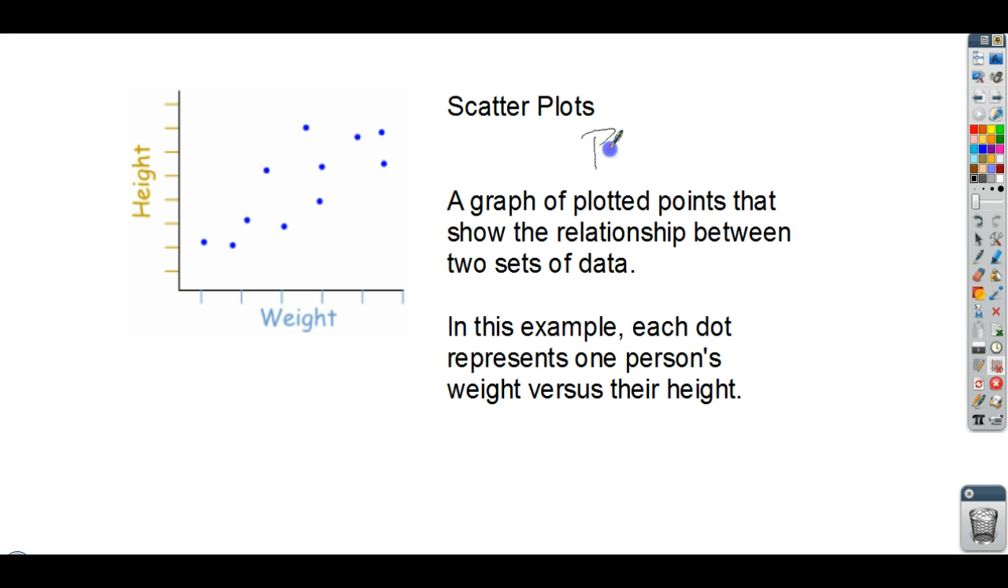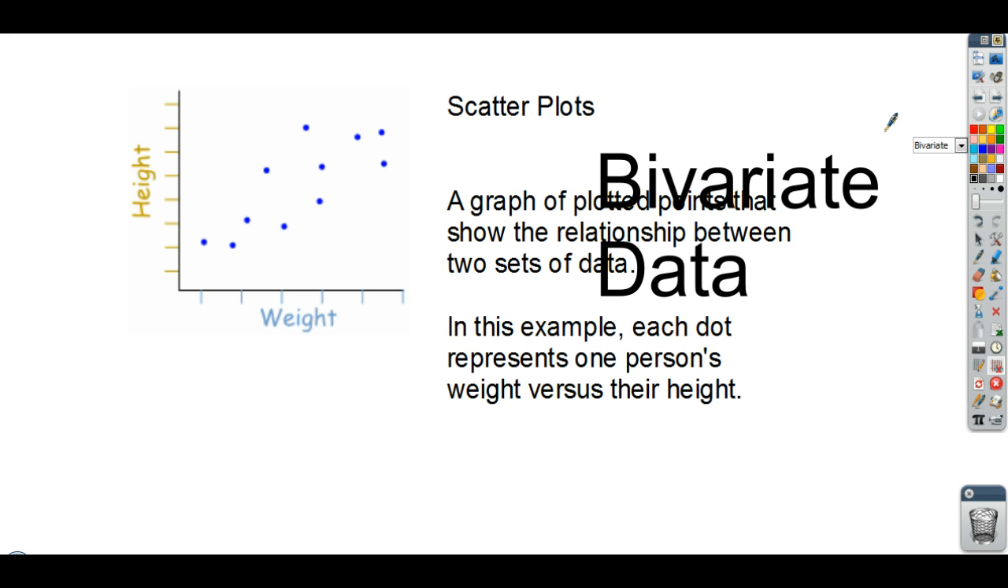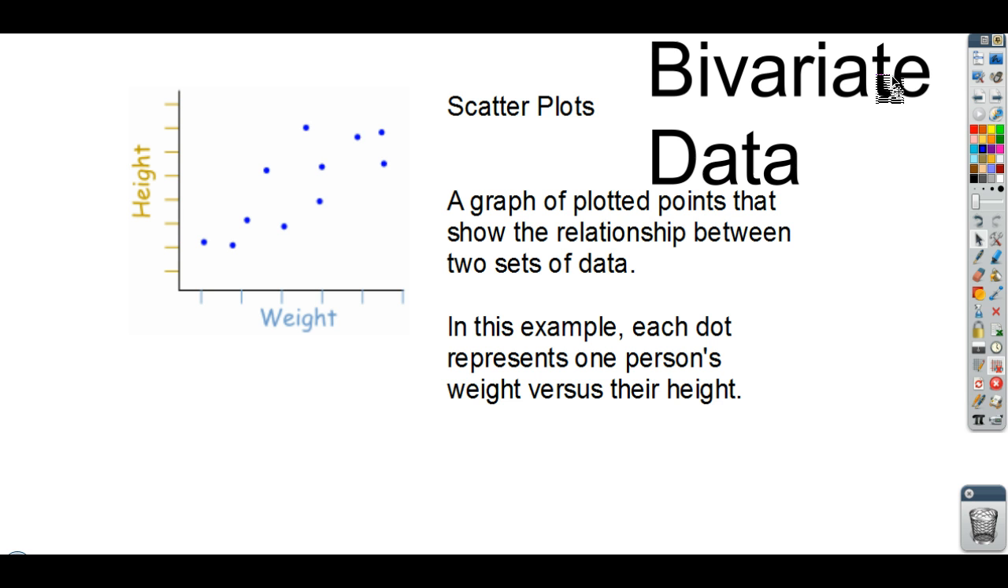Okay, bivariate data. Ooh, that's nice and big. All right. So there you have it. Okay, in case you see it again. In this example I'm showing you, we have a person's height versus their weight. And what we're doing is we're using these data to see if there's any sort of connection between the two things. And that's the idea of scatter plots, and you'll see.